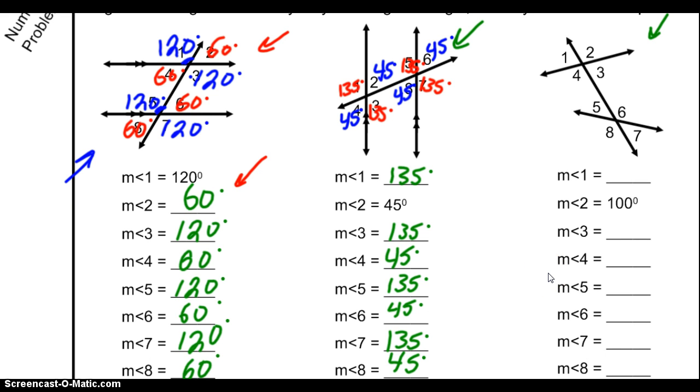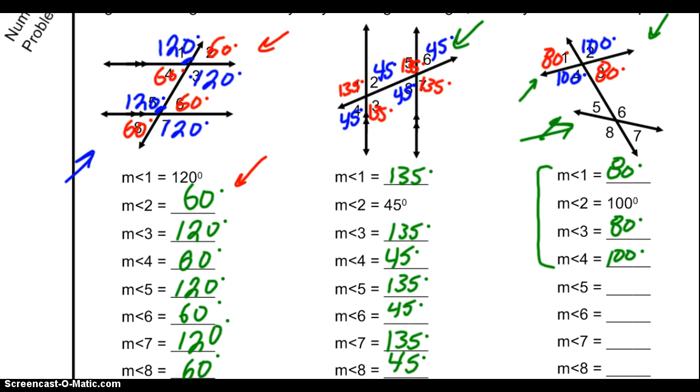The third one is tricky because these lines aren't parallel. So not all those theorems from before hold. So if you haven't done the third one, pause it now and try it. So then when you look at number 3, you can fill in these first 4, angles 1 through 4, but actually you cannot fill in 5, 6, 7, or 8.